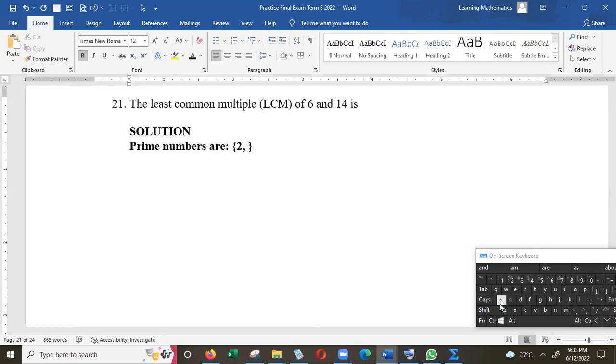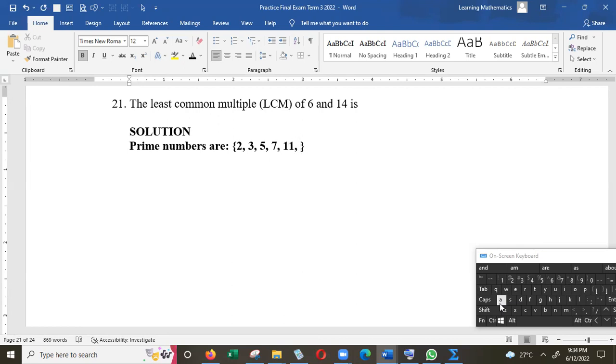The next prime number is 3. 4, no. 4 is not a prime number because 4 has 1, 2, and 4. 4 has three factors. A prime number has only two factors. So 5, yes. 6, no. 7, yes. 8, no. 9, no, because 9 has 3 apart from 1 and 9 as factors. So 9 has more than two factors.